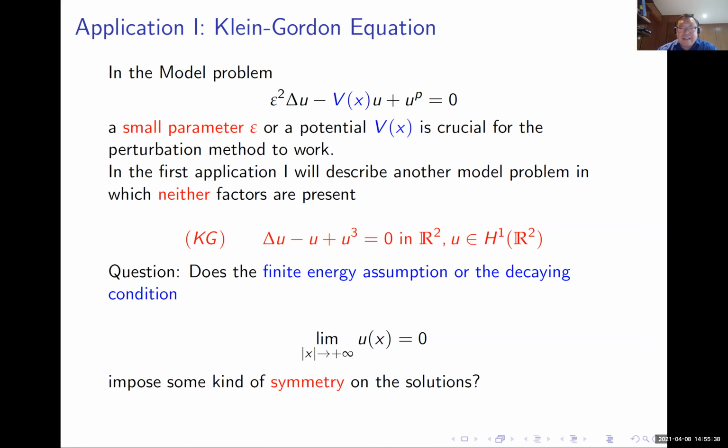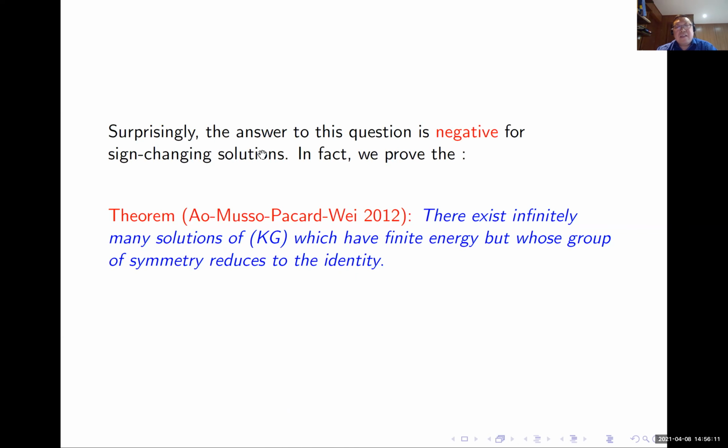We know the answer is yes if u is positive. This is the classical result of Gidas-Ni-Nirenberg, which says if you have a positive solution which decays to 0, or a finite energy solution, then u must necessarily be radially symmetric. So you have the radial symmetry. What about sign-changing finite energy solutions? Surprisingly, the answer to this question is negative for sign-changing solutions.